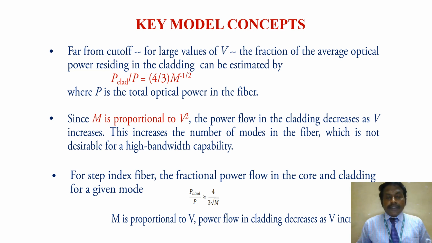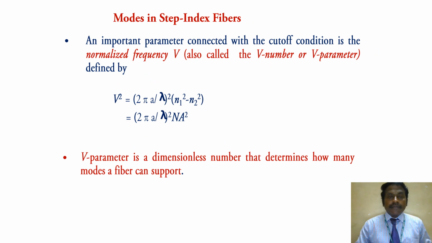So for step-index fiber, the fractional power flow in the cladding is given by P clad by P approximately equal to 4 by 3 into root term, where M is proportional to V. Then, modes in step index fiber. Here the important parameter connected with the cutoff condition is the normalized frequency, that means the V number, or V parameter. V equal to 2 pi a by lambda into NA. The V parameter is a dimensionless number, and it determines how many modes a fiber can support.